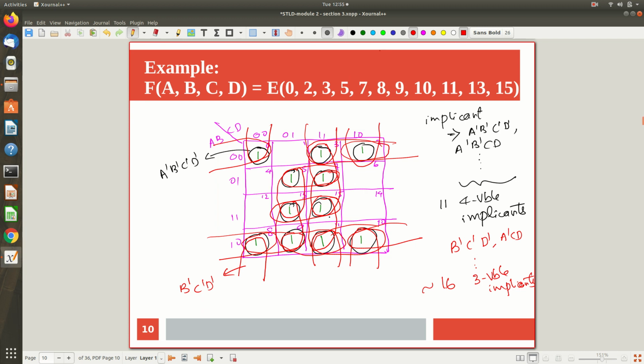4 element grouping. Same figure, whether I have to make it 4 element. Okay, fine. I don't want to write one more thing. So after all these, there are 11 4 variable implicants, the cubes containing 1 cell, 16 3 variable implicants, the cubes containing 2 cells. Now we are looking at cubes containing 4 cells. So 2 variables will be eliminated, and I will get 2 variable implicants.